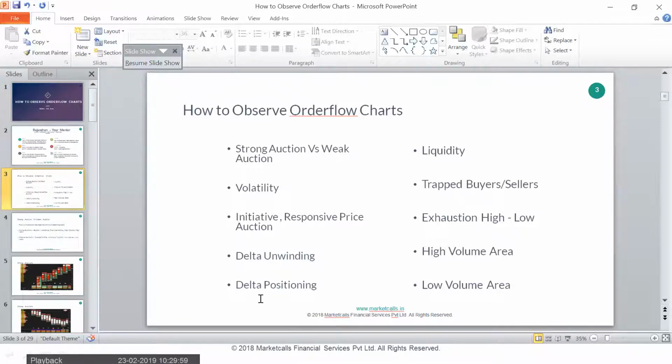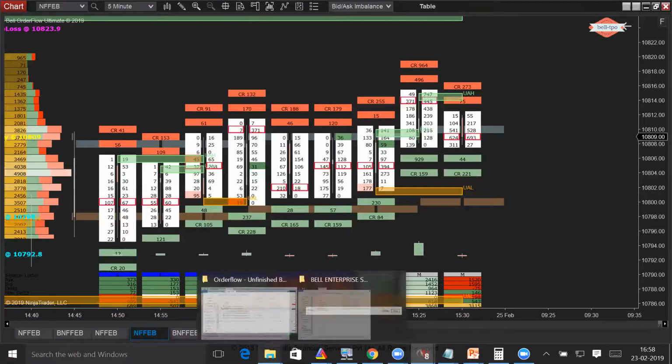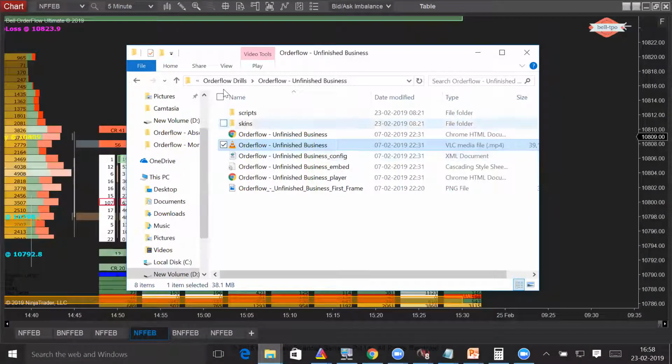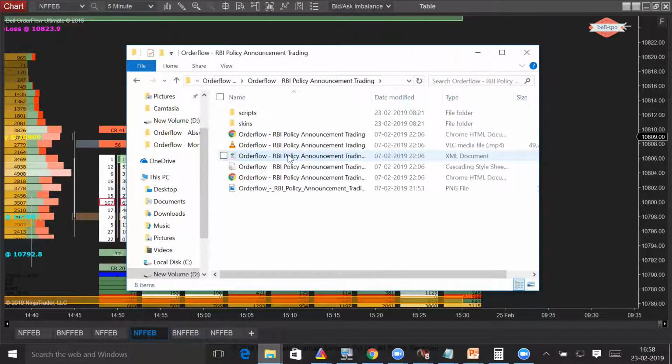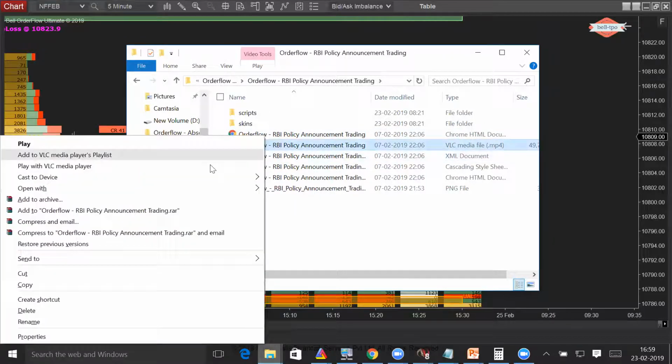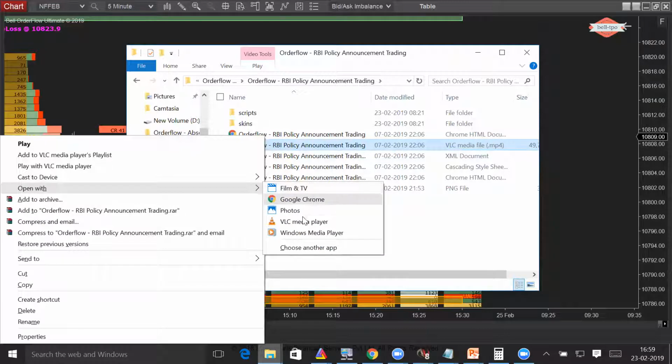Thank you, sir. Yeah, so coming back, let's close with one more strategy. There's only one thing pending over here. This is the RBI policy announcement. On the RBI policy announcement, how the price made a top and what kind of opportunity persists over there, how the volatility was there. That's what we want to look into in this example.